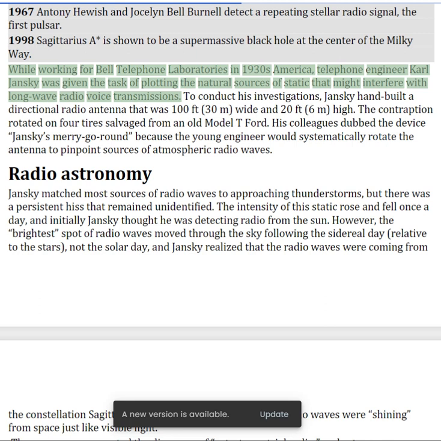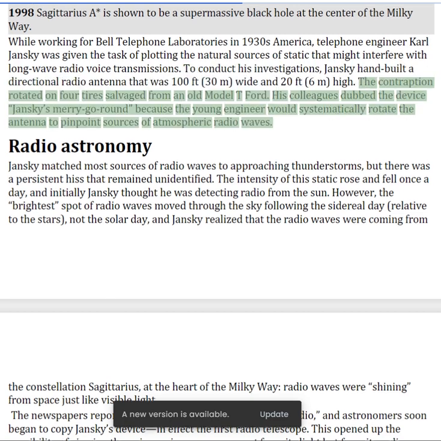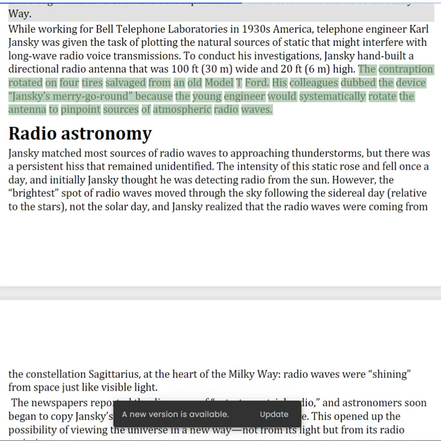While working for Bell Telephone Laboratories in 1930s America, telephone engineer Karl Jansky was given the task of plotting the natural sources of static that might interfere with long-wave radio voice transmissions. To conduct his investigations, Jansky hand-built a directional radio antenna that was 100 feet wide and 20 feet high. The contraption rotated on 4 tires salvaged from an old Model T Ford.